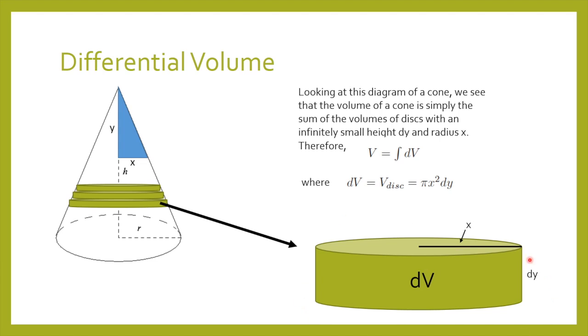So, the pi x squared comes from the area of the circle that is located on top of the disk, and then the dy, again, creates the thickness of the circle. And overall, pi x squared dy is your dv. Now, as you can see, there is still an x and a dy, and both of those variables are changing as the radius increases and decreases in this cone.